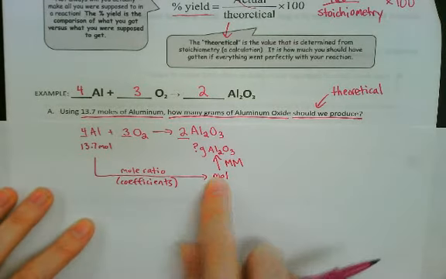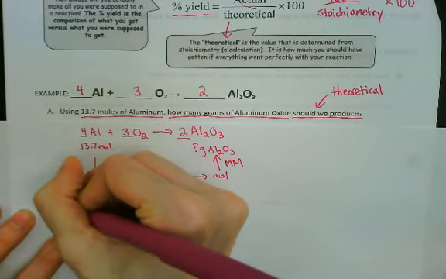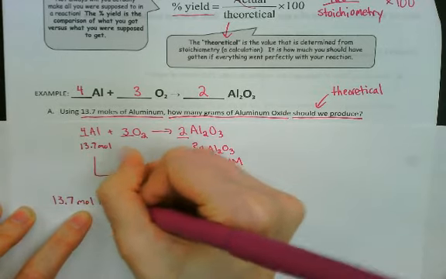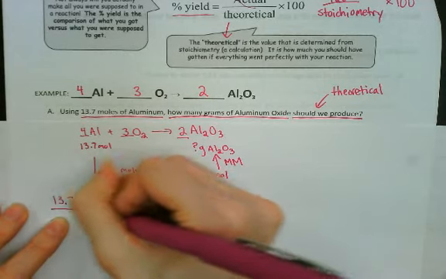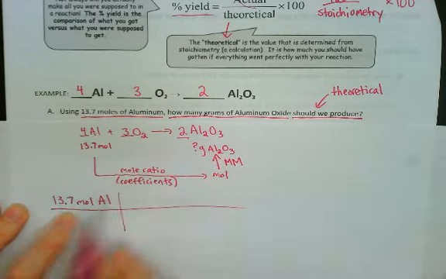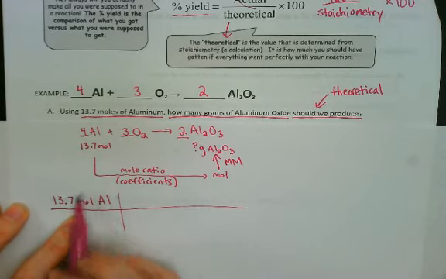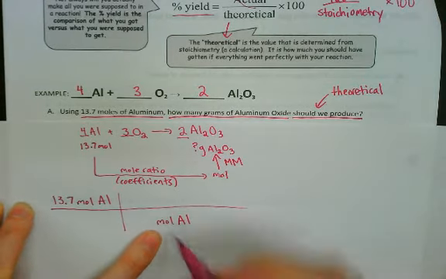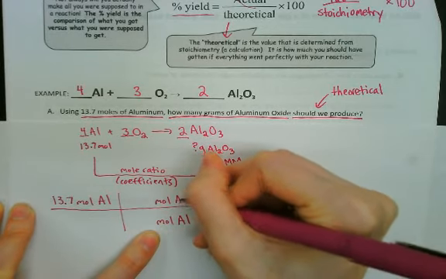So we're going to go ahead and set up our dimensional analysis. Again, we're going to write our given first. We're going to write number, unit, and substance. We have 13.7 moles of aluminum. We want to make sure we're being specific. We want to convert moles of aluminum to moles of aluminum oxide. So again, we're going to take this unit. What goes up must come down. Put this unit here. And then we're going to convert to moles of aluminum oxide.